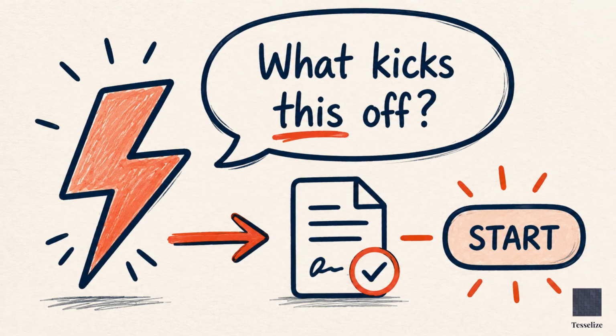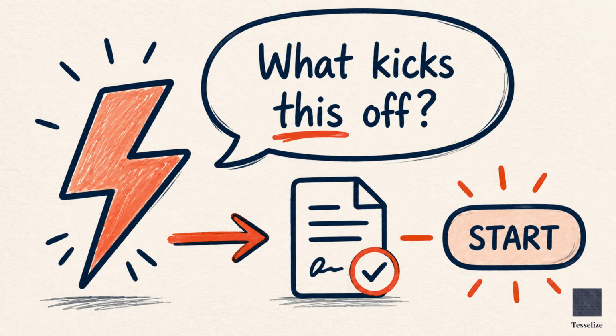What kicks off this process? What is the event that tells someone start doing this now? For client onboarding, the trigger might be new client signs the contract. That is it. 1 sentence. But now anyone on the team knows exactly when this process starts. No ambiguity. No waiting for someone to say, hey, can you start onboarding that new client?